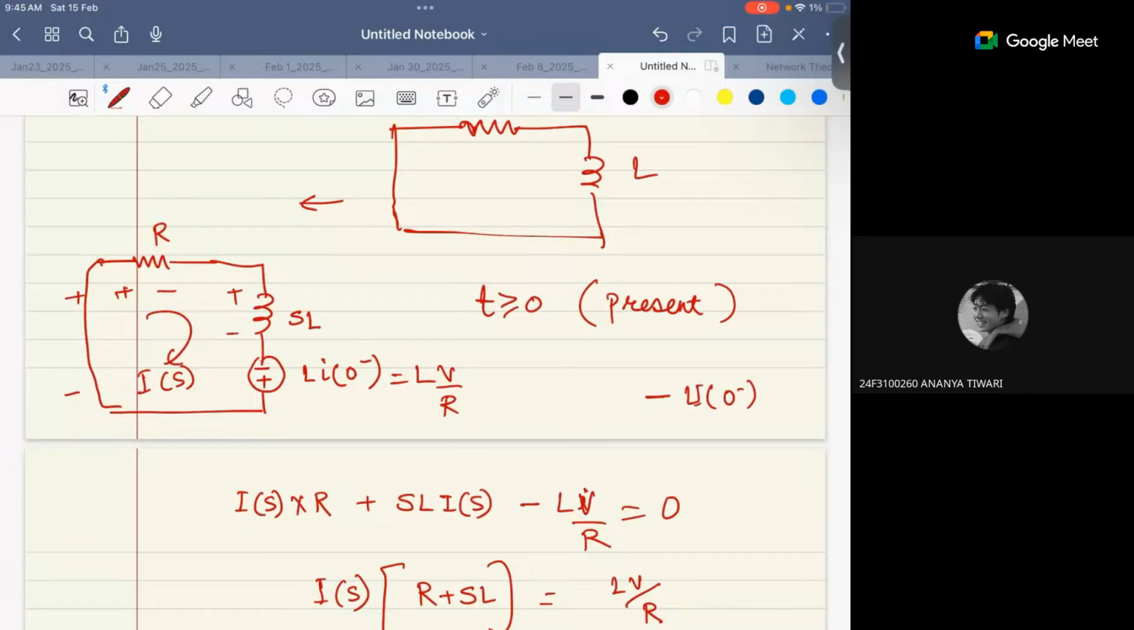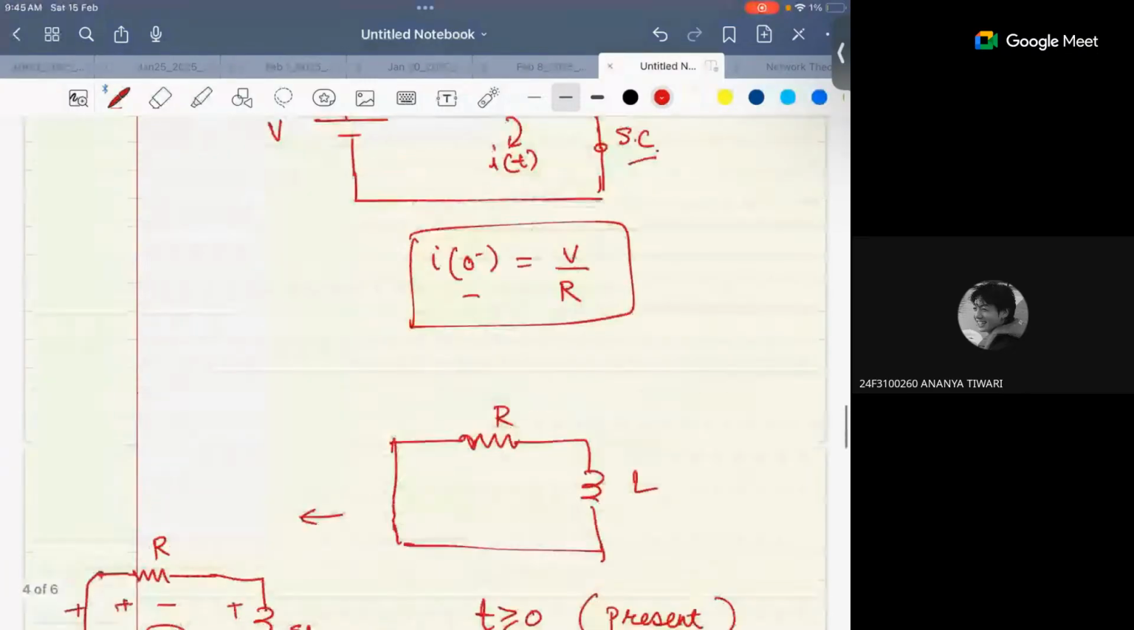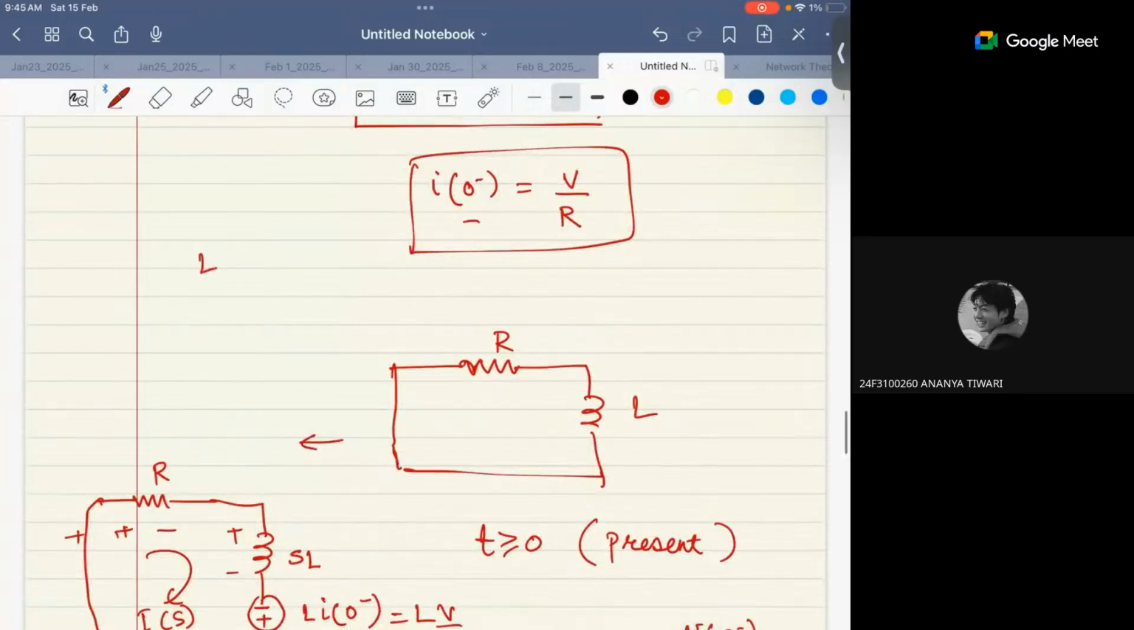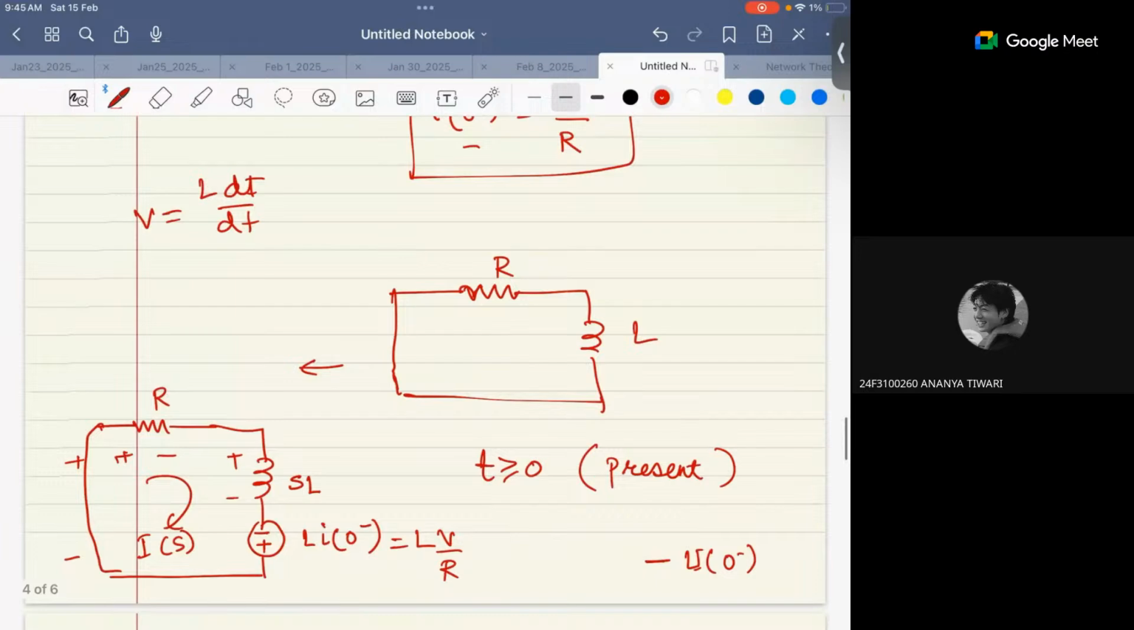Correct. See, in the inductor, what was happening? We were having L di by dt. Correct. So when you were writing the voltage in that Laplace transform, it was happening something like Ls minus L i(0-). Correct. So that's why the polarity was minus plus.